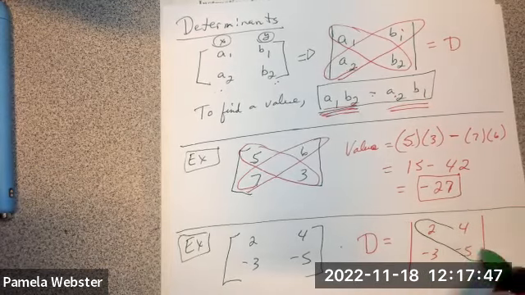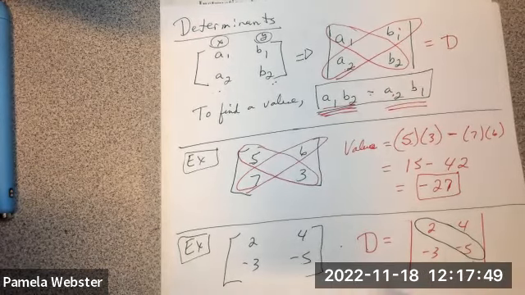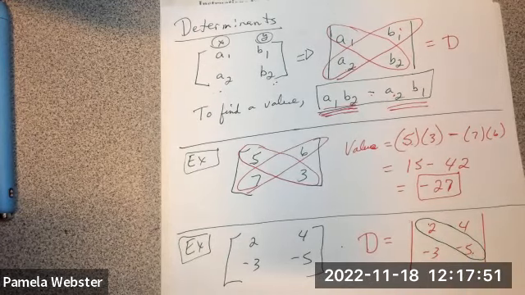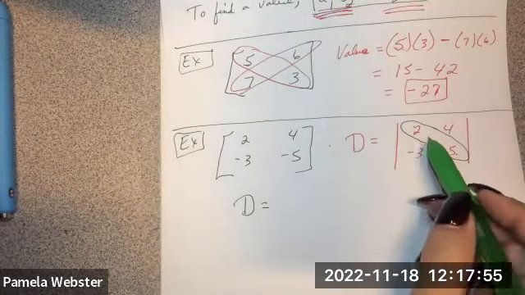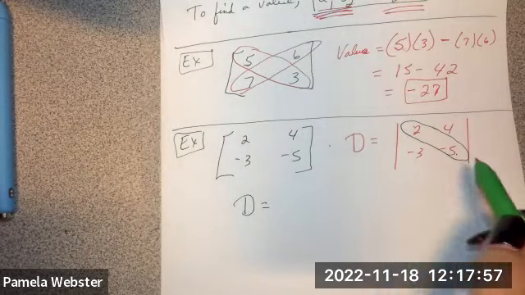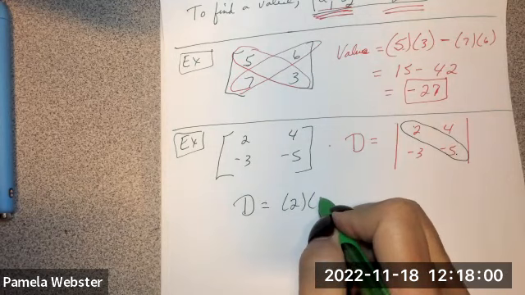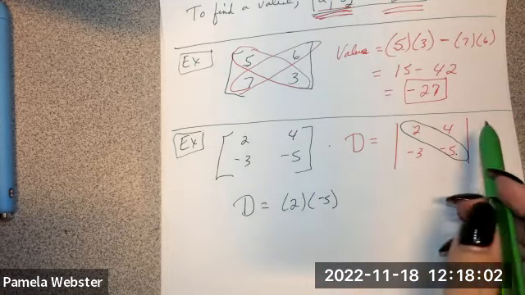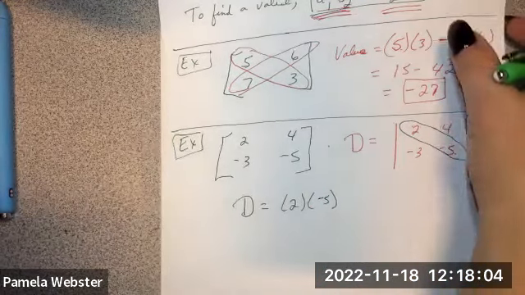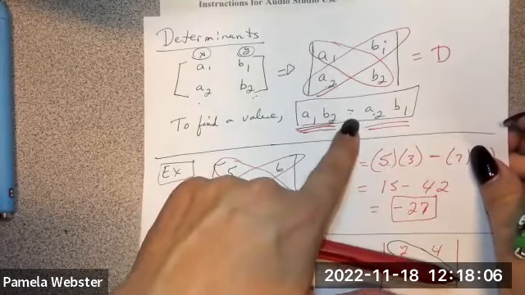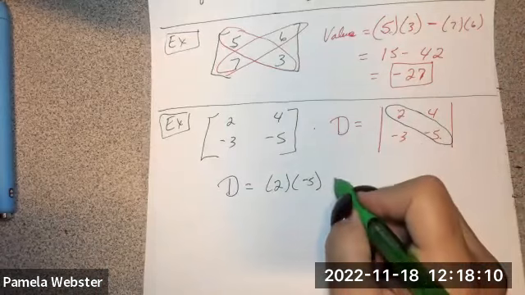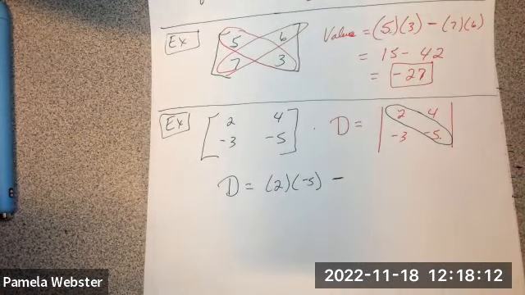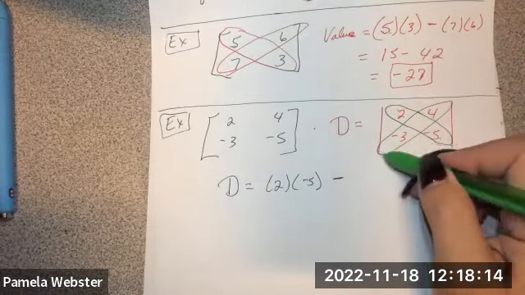Okay. So this particular D equals the value for it. Start at the top left. 2 times -5. We're just multiplying. Okay. And then in the formula, we're finding the determinant value is a minus. Minus. And then do the other diagonal, right? -3 times 4.